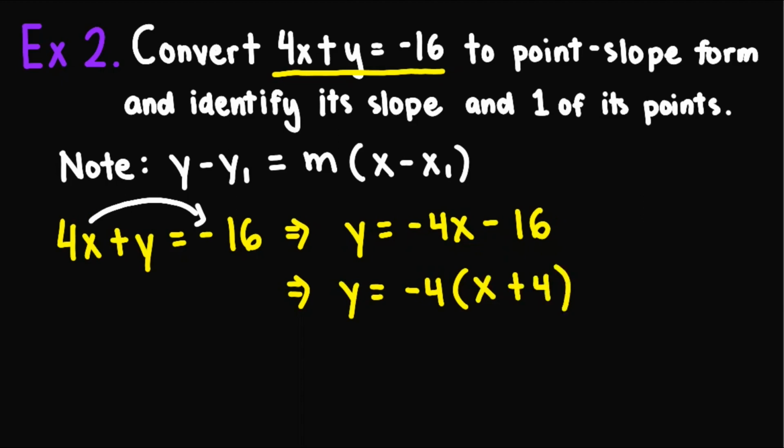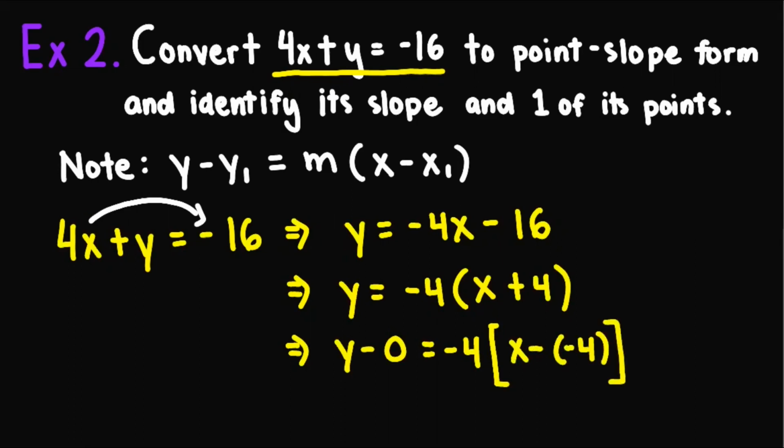Now we're almost close to our desired form. What else do we need to do? Observe that we can write y as y minus 0, and on the left side, note that we can write x plus 4 as x minus negative 4. And as you can see, this is now parallel to our given form. So we have converted the given equation to a point-slope form.